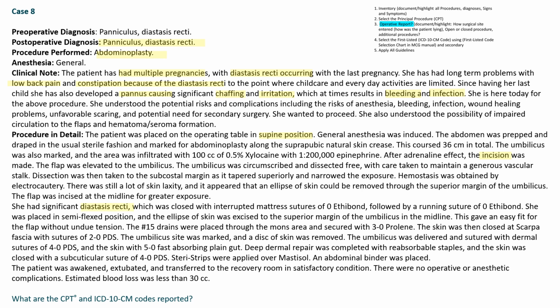An incision was made. That's a procedure, correct? Disc of skin was removed. Deep dermal repair. I believe that's it. So now we can begin with our steps. Up at the top, we're going to have to inventory or document, and I like to write them down while we're learning, all procedures, diagnoses, signs, and symptoms.